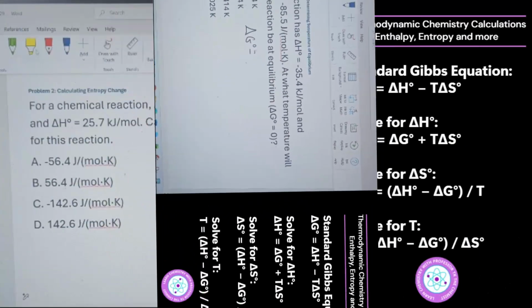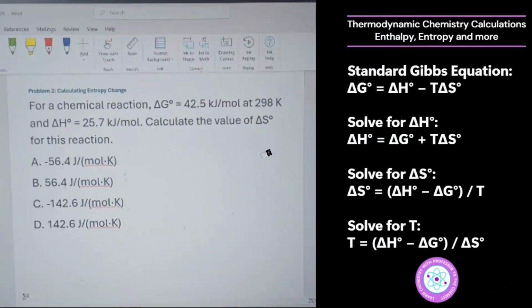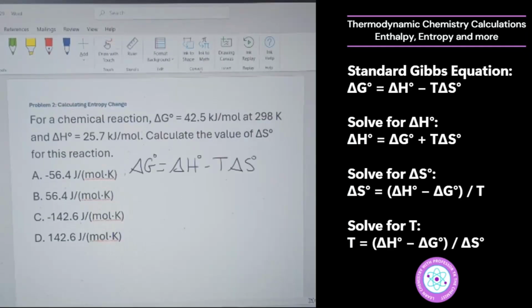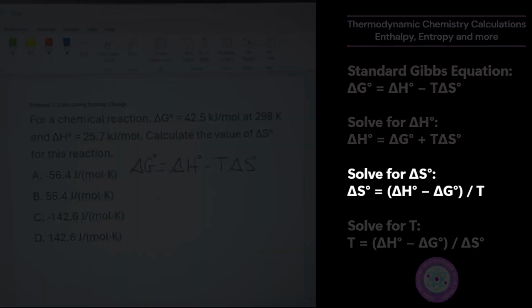Next problem, okay? For a chemical reaction, delta G is equal to 42.5 kilojoules per mole at 298 Kelvin, and delta H equals 25.7 kilojoules per mole. Calculate the value of delta S. You are looking for delta S.